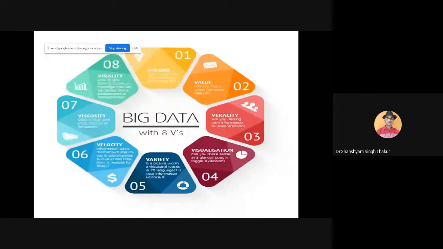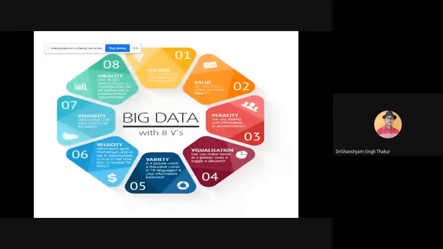with 8 V's. So you can see different 8 V's. First V volume, second V value, third V veracity, fourth V visualization, fifth V variety, sixth V velocity, seventh viscosity, and eighth V that is called virality. So researchers and students can work on different V's, like volume. You can see the information data increasing day by day in large volume, value, veracity.